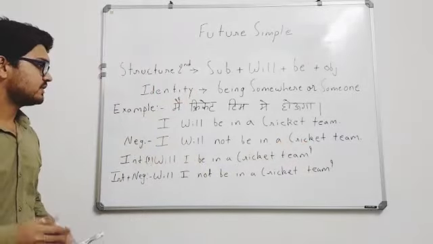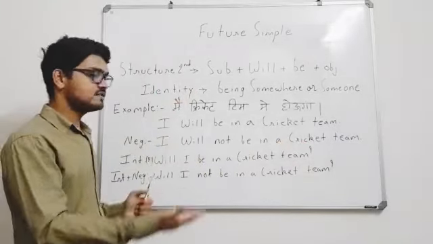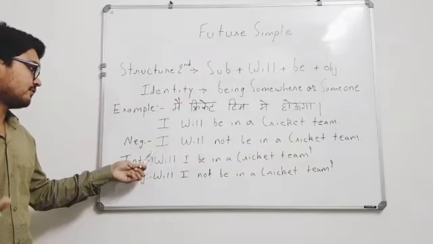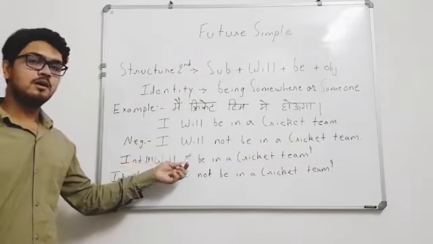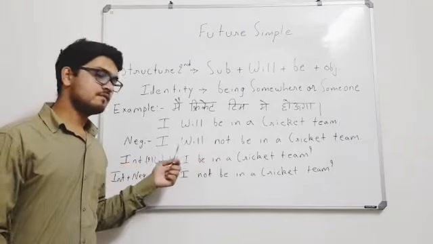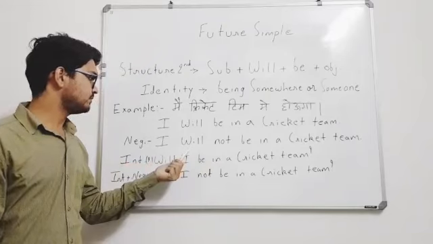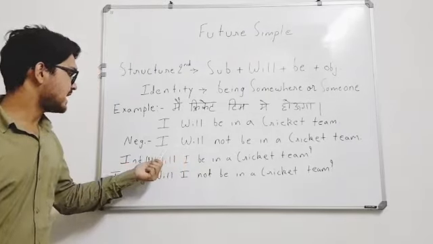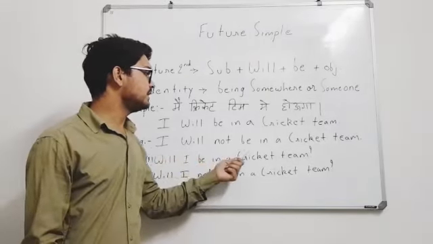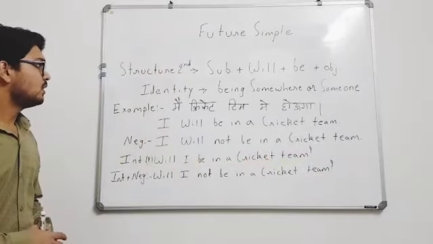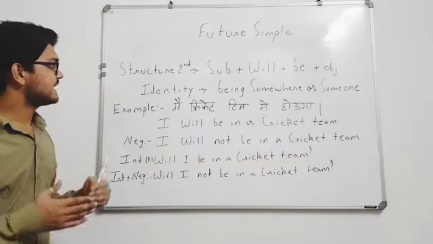Got it? And after that again we are going to make the negative sentence out of it, and that is the same and simple just like before. I will not. Remember this? Helping verb and then not. So that's the same thing we're going to do here. That is I will not be in a cricket team. That is the negative sentence of future simple second type.